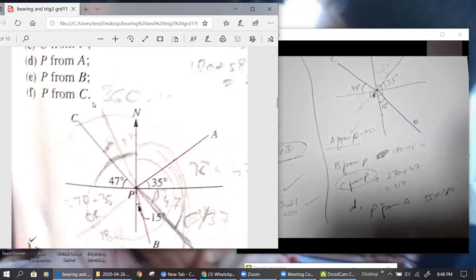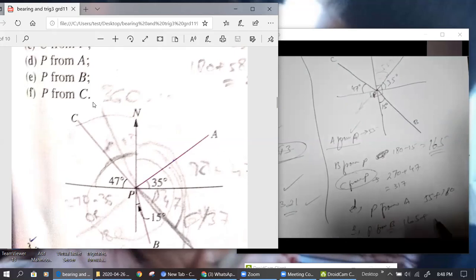P from B. What did we get for B to P? That was 165. So 165 plus 180, 345. Yes, now you got it correct.